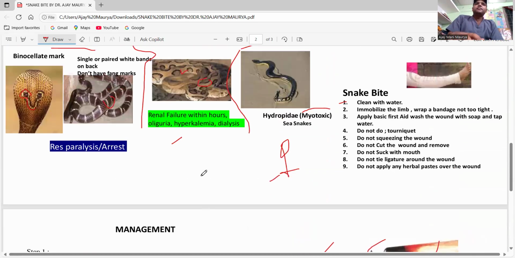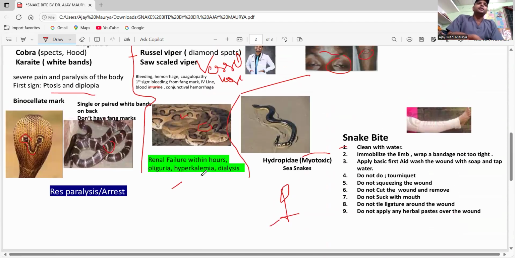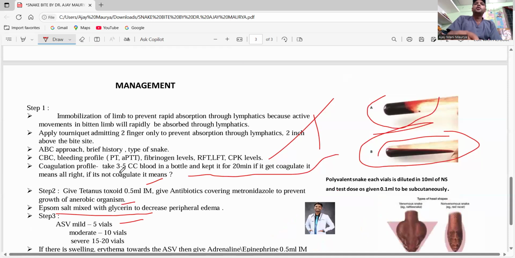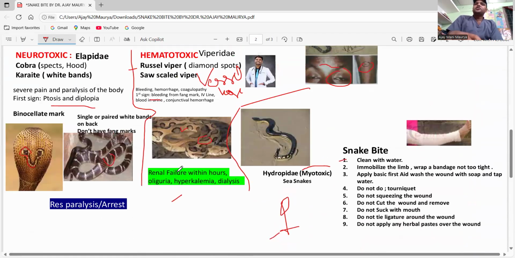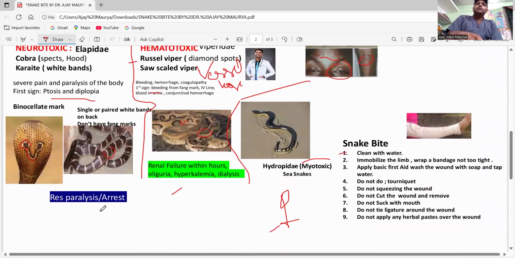What if the patient is bitten by a neurotoxic snake? It means, guys, you have to give atropine and neostigmine. Atropine and neostigmine will reverse the paralysis, guys.